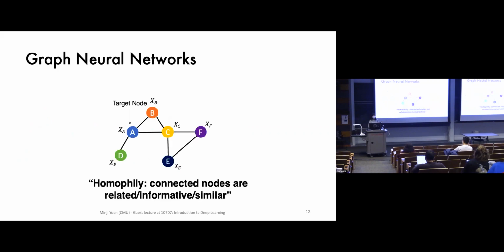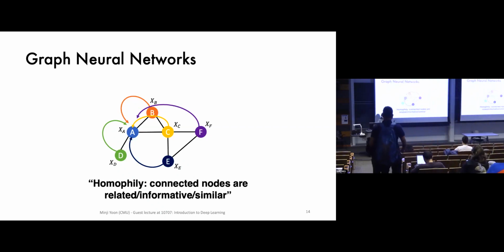And what a graph neural network thinks a good node embedding is: they think there is homophily in graphs, which is that connected nodes are related, informative, or similar. So that means I'm not just looking into my own information, but I'm gonna refer to my neighboring node information because they must be relevant, informative, and similar to me. So by using their information, I can make a better node embedding for me. So what they do is, I'm gonna aggregate messages from the neighboring nodes. And I'm not just looking into my direct neighbors. Maybe neighbors of neighbors will be informative for me, so I'm gonna aggregate information from those neighbors too.